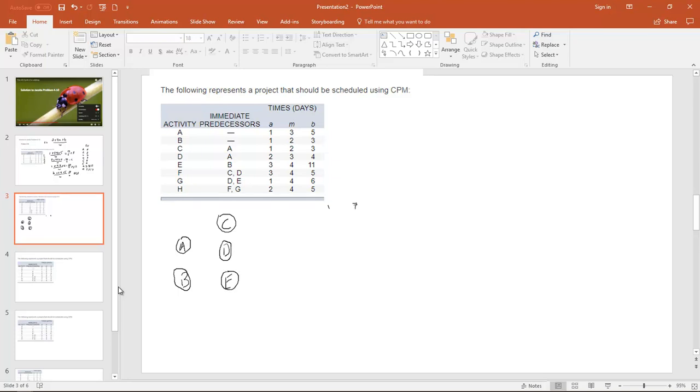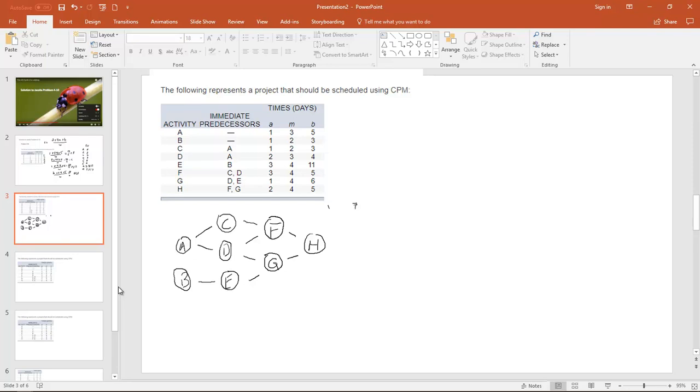You should be able to do this. You can shut the video down, and actually you should work this out on paper and then come back to the video. Okay, so it's C, D, E. So C depended on A, D depended on A, E depended on B. Okay, so F depended on C and D. There's F. G depends on D and E. There's G. And then H depends on F and G.